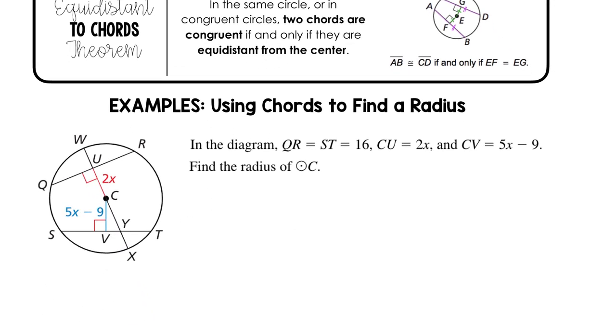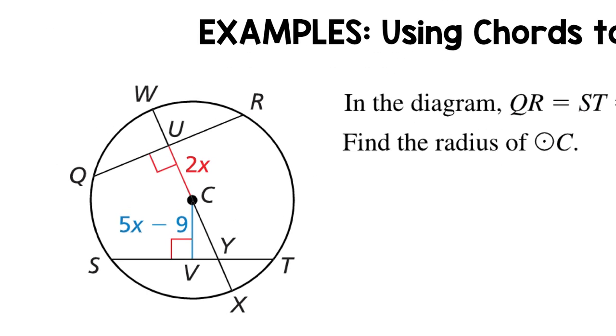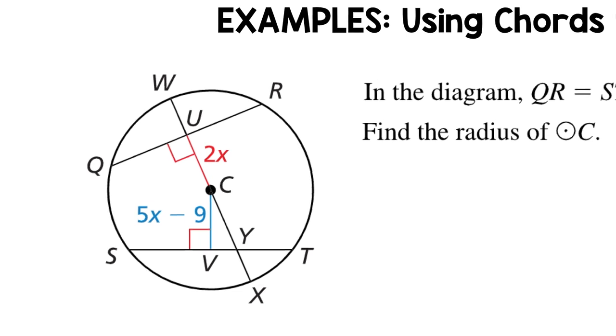Okay, so in the diagram, they're telling us that QR is equal to ST, which is equal to 16. So remember, QR and ST represent the lengths of line segments. So let's look at our picture and label that. They're both equal to 16. So that means this chord is 16, and this chord here is also 16. Okay, so let's keep reading.